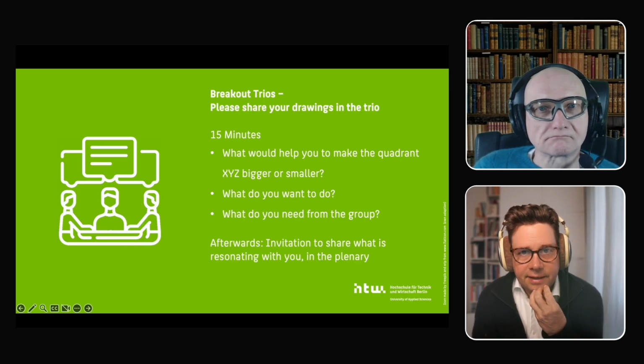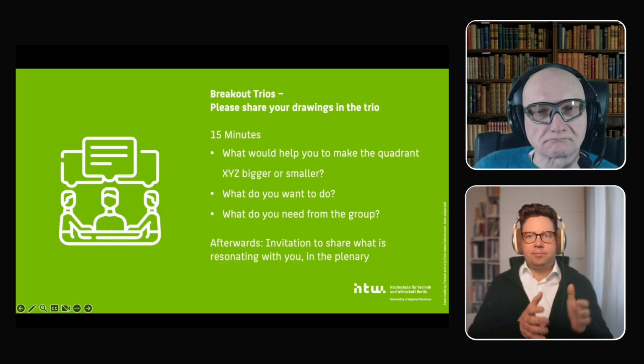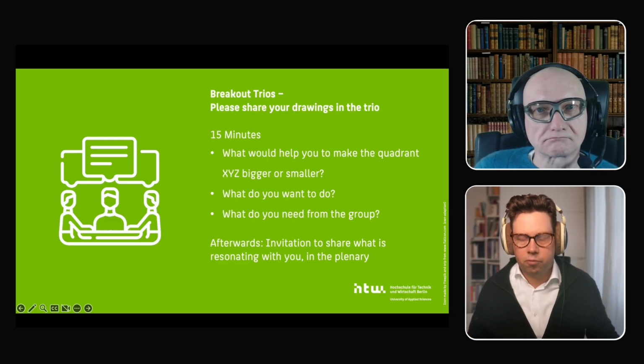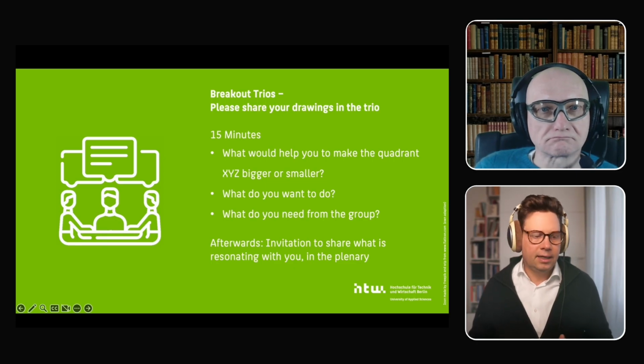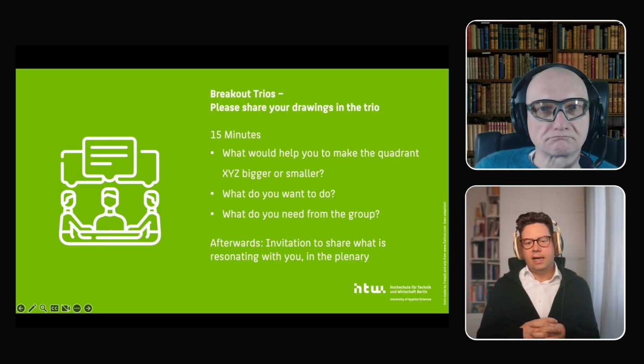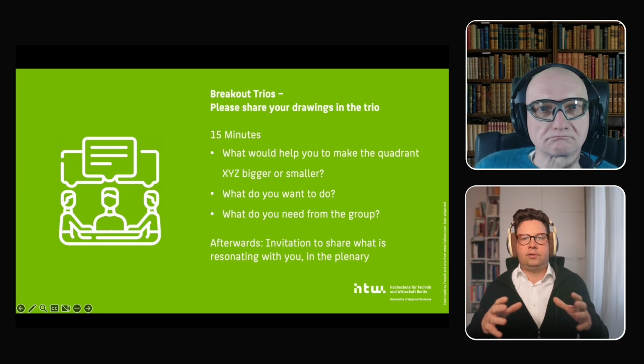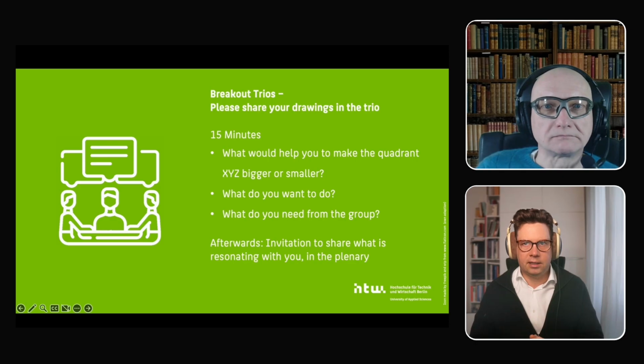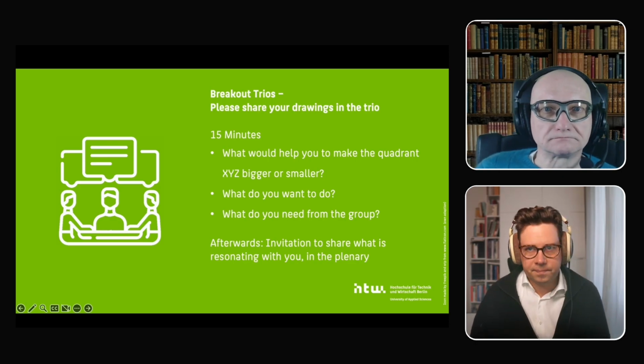And afterwards, there is an invitation to share what is resonating with you in the plenary. And it doesn't mean report out, as in look what kind of great job we did. It is more like, what is resonating with you? What came up? What are your thoughts now? What were your feelings during the exercise? Whatever is important for you. And that is the groundwork for the open space, where we hopefully have 20 minutes to do that, but sometimes we don't have. And that's basically the exercise.